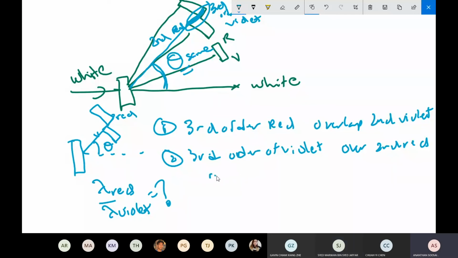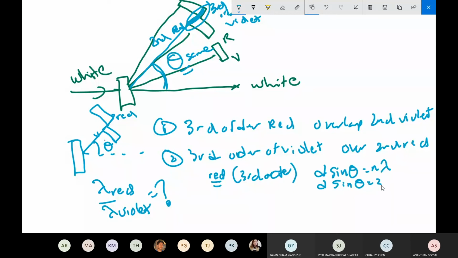For the red, which is the third order, use the diffraction grating formula. It will be d sine theta equals n lambda, where d is the spacing of the diffraction grating, theta is the angle we measured here, and n is going to be how much? 3, because it's the third order. This lambda is going to be lambda red. Okay, this is the first equation for the red.